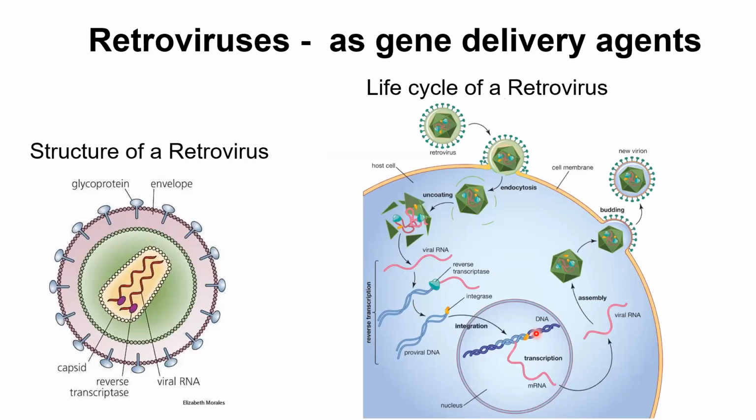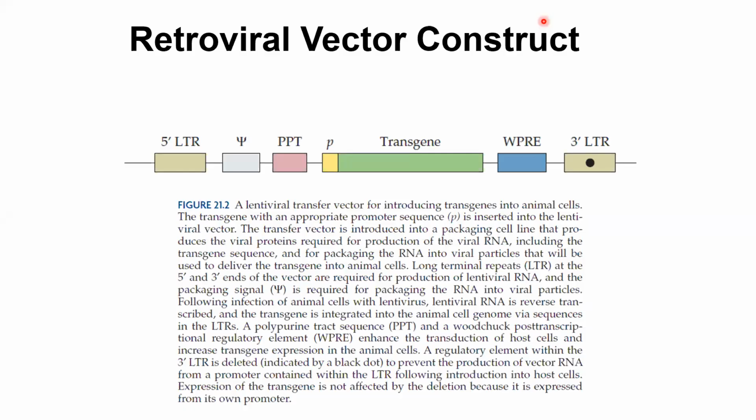Okay, so this is a typical lentiviral transfer vector. As you can see, this is introduced into the packaging cell line, so that it produces the viral proteins, which are very important for the production as well as for the propagation and the application of the transgene sequencing and packaging it into the RNA molecules. And we could see that the transgene is inserted here.